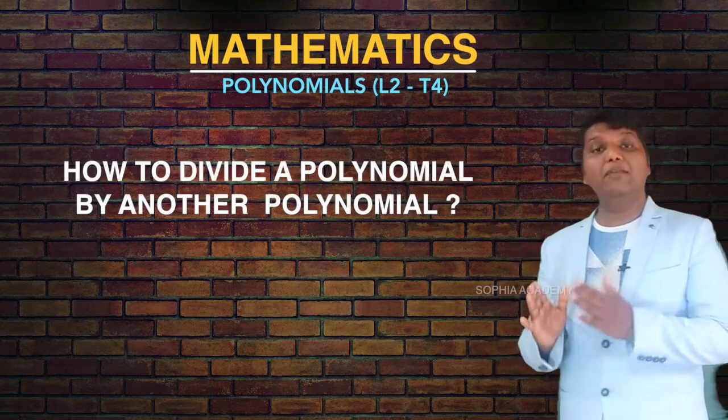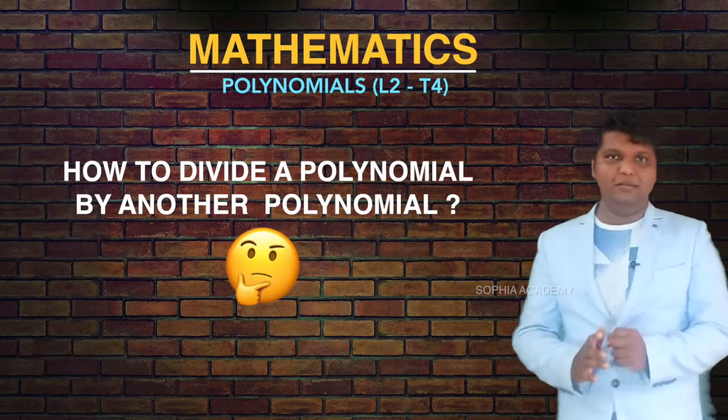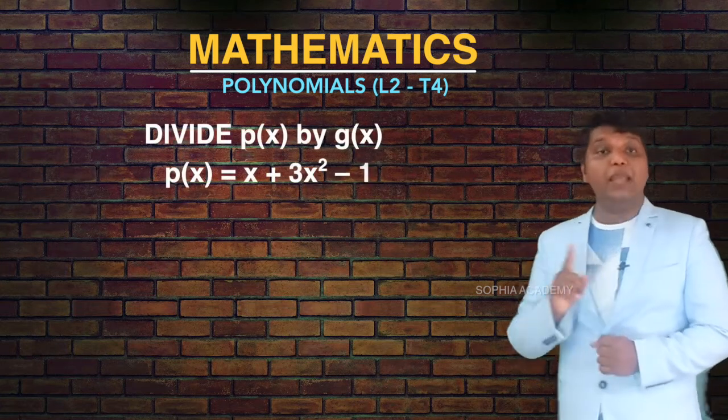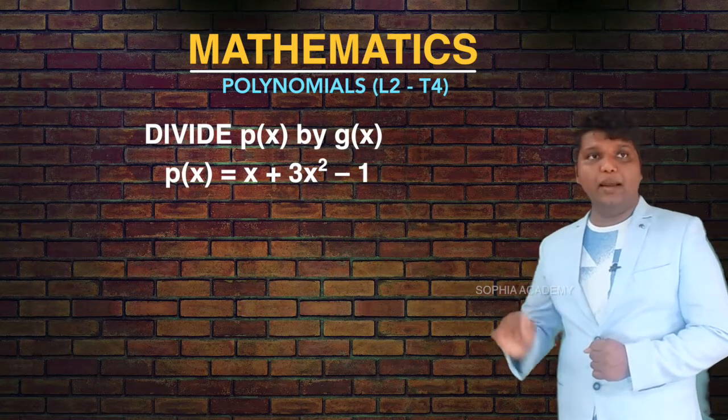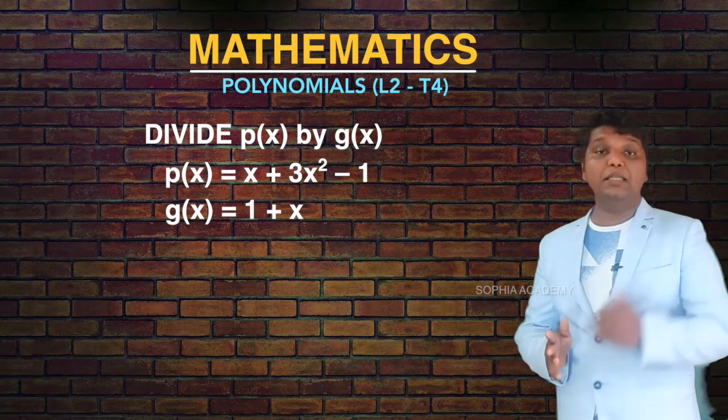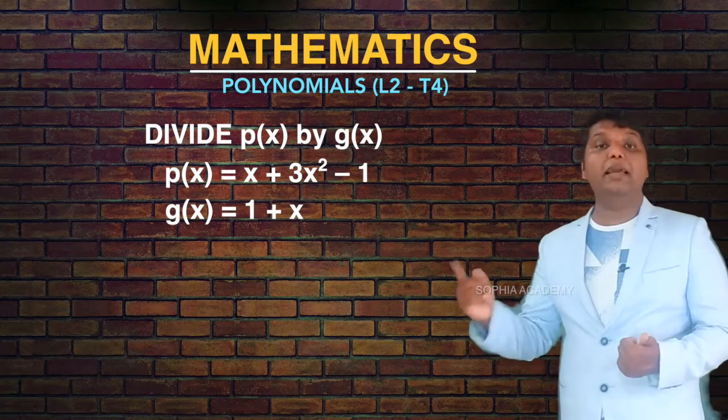How to divide a given polynomial by another polynomial. Okay, here goes the first question, an example. p of x is equal to x plus 3x square minus 1 and g of x is equal to 1 plus x. That means you have to divide p of x by g of x.